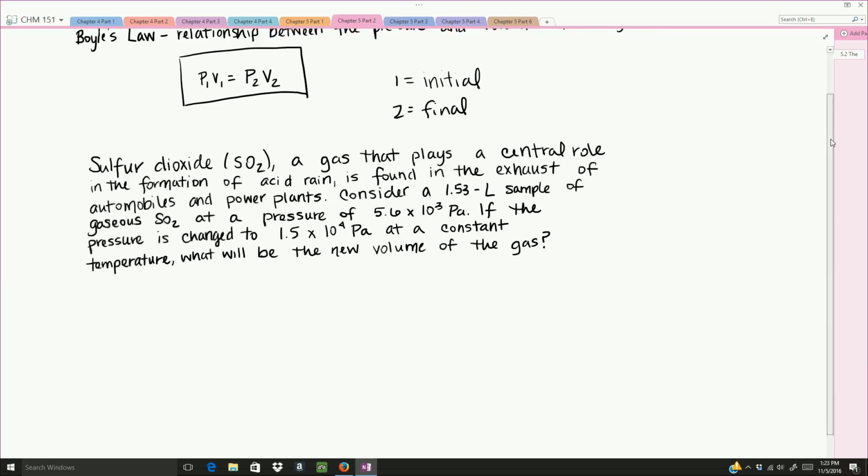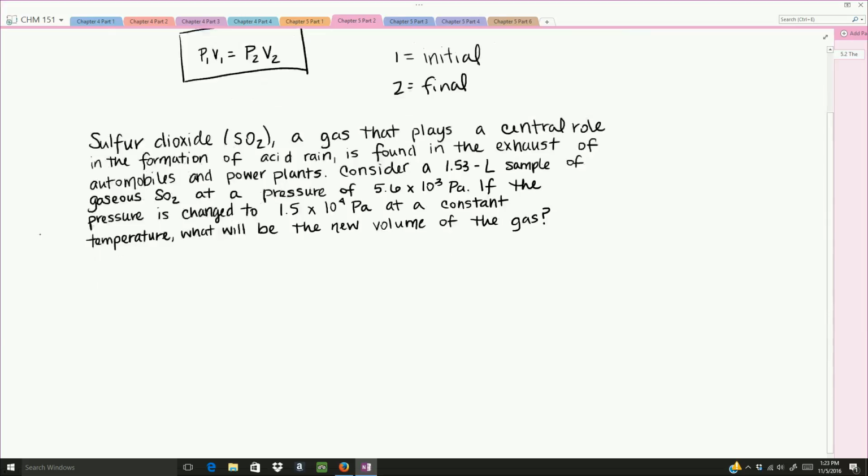In this example, it says sulfur dioxide, a gas that plays a central role in the formation of acid rain, is found in the exhausts of automobiles and power plants. Consider a 1.53 liter sample of gaseous sulfur dioxide at a pressure of 5.6 times 10 to the third Pascal. If the pressure is changed to 1.5 times 10 to the fourth Pascal at a constant temperature, what will be the new volume of the gas?